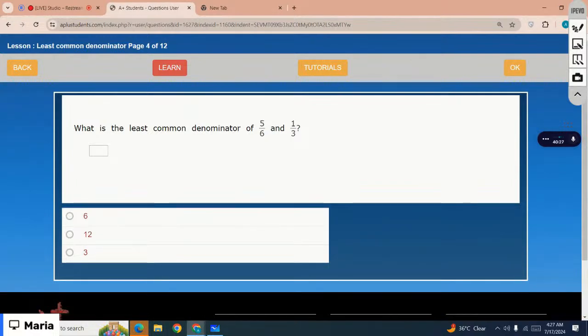Okay, what is the least common denominator of 5 by 6 and 1 by 3, which is the correct option?